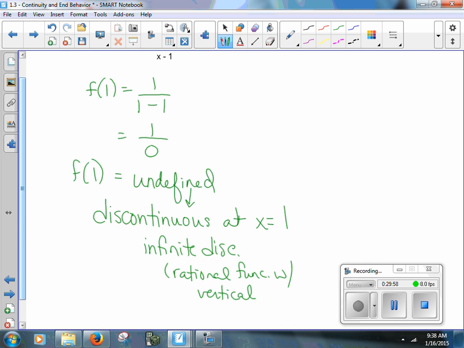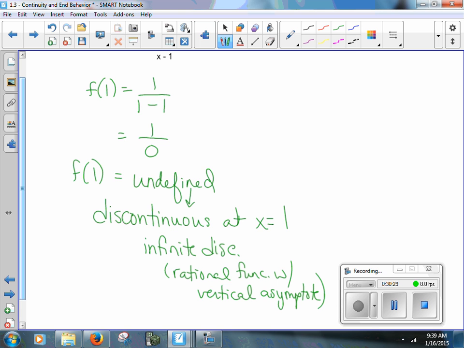With a vertical asymptote. It is infinite discontinuity because it's a rational function, it's a fraction with a vertical asymptote. How do I know it has a vertical asymptote? Because all rational functions do. It isn't touchable. It doesn't touch that function, it doesn't touch x equals 1. There's a dotted line there, okay? Can we move on to the next one?